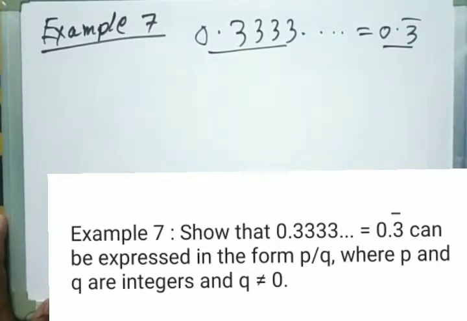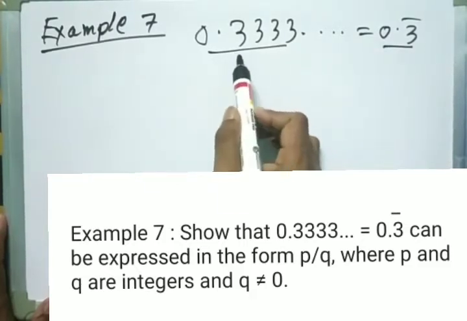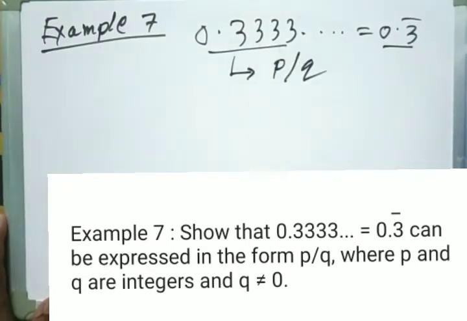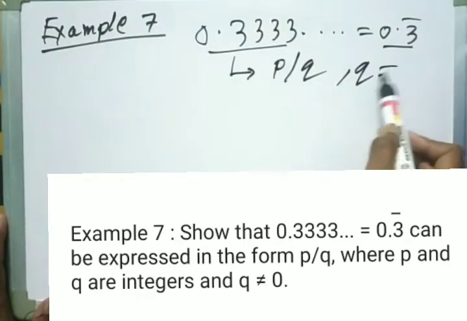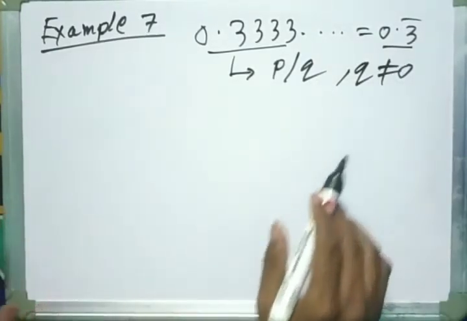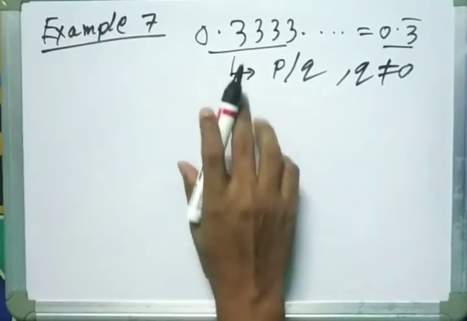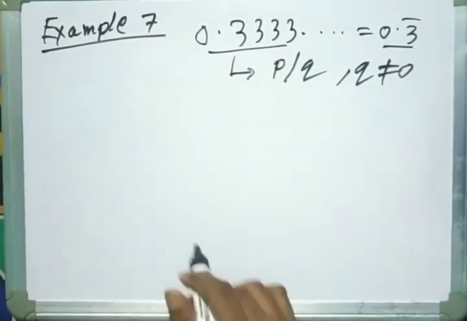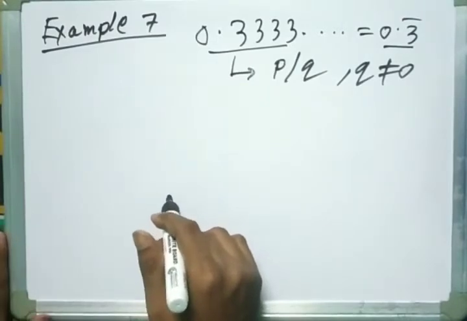Now the question is, can it be expressed in the form of p by q? So we have to express this number in the form of p by q, where p and q are integers and q is not equal to 0. This is the definition of a rational number. So we have to write this number in the form of p by q. Okay, so let's see.